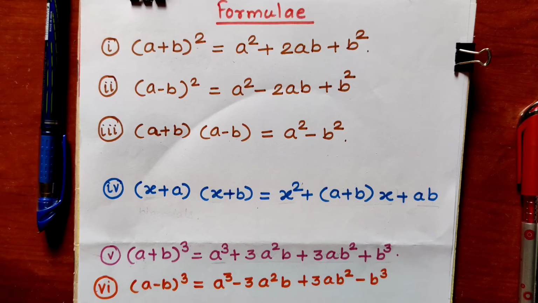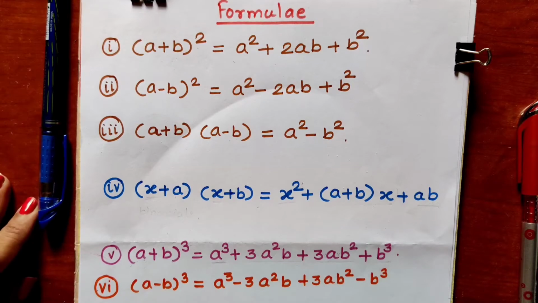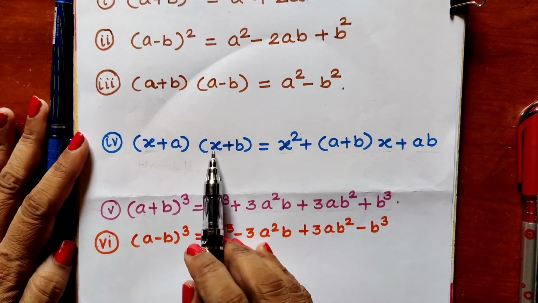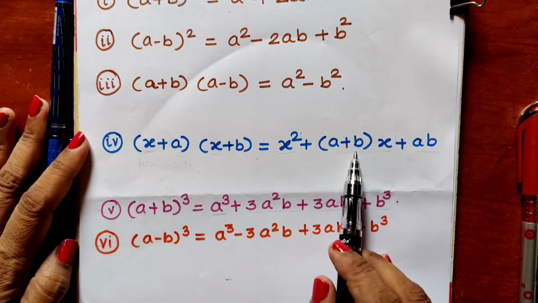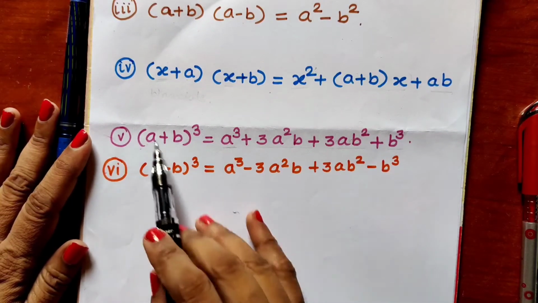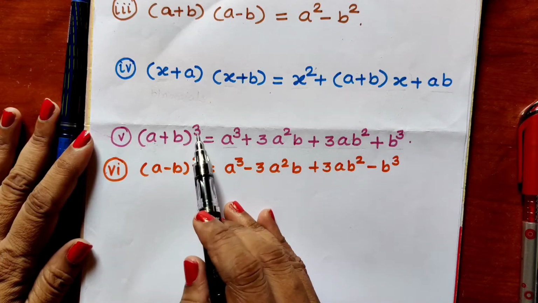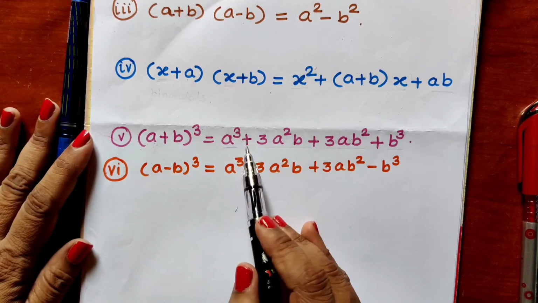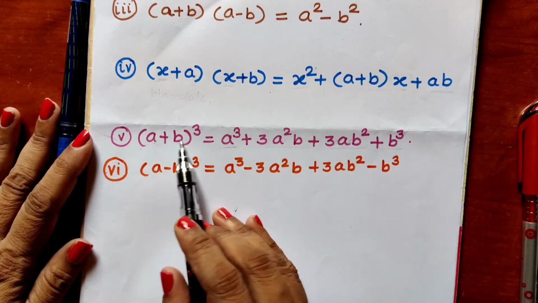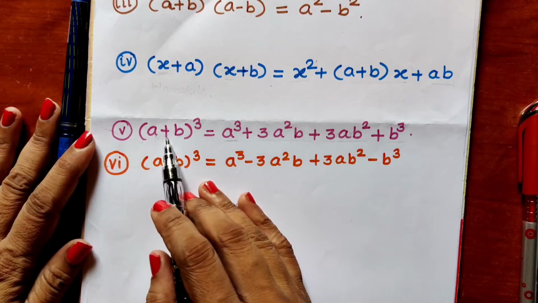So children, we have been studying this expansion formulae from our practice sets 5.1 and 5.2. In 5.3 also we will be using these expansion formulae. In 5.1 we have used the formula (x + a)(x + b) = x² + (a + b)x + ab. In 5.2 we have used the fifth formula, (a + b)³ = a³ + 3a²b + 3ab² + b³, a binomial cube, but with a plus sign.